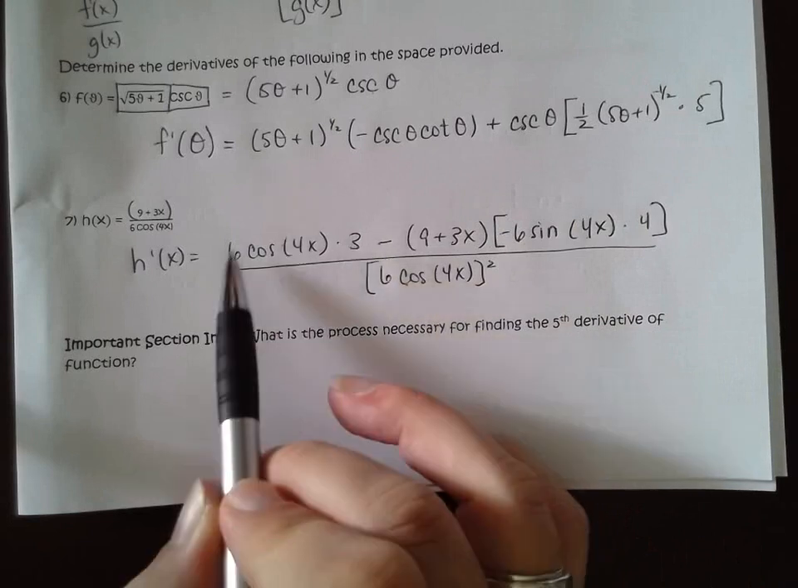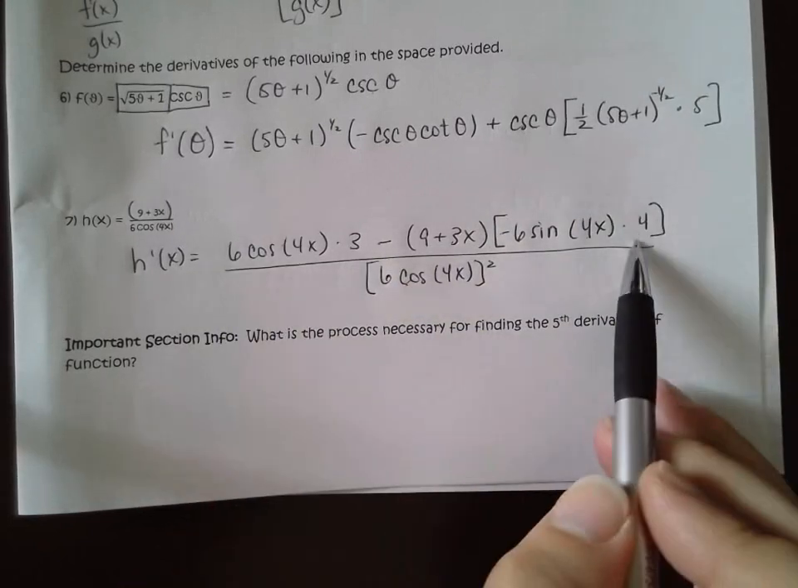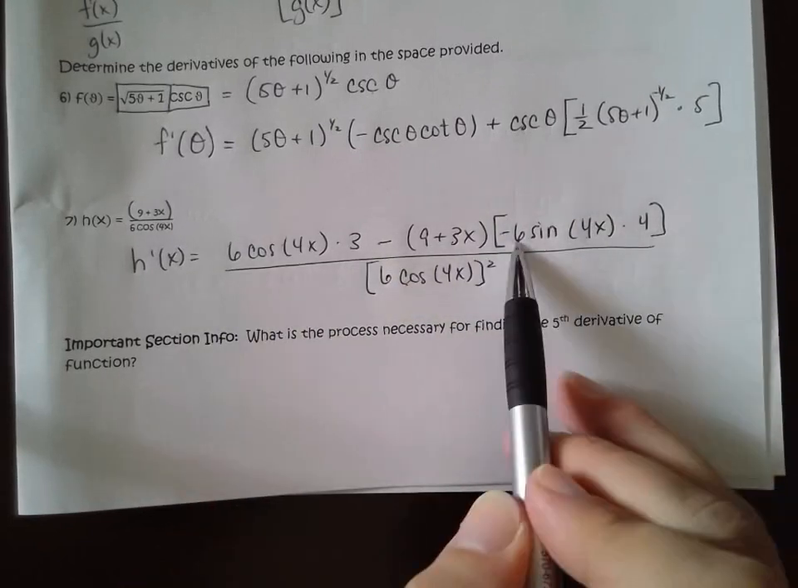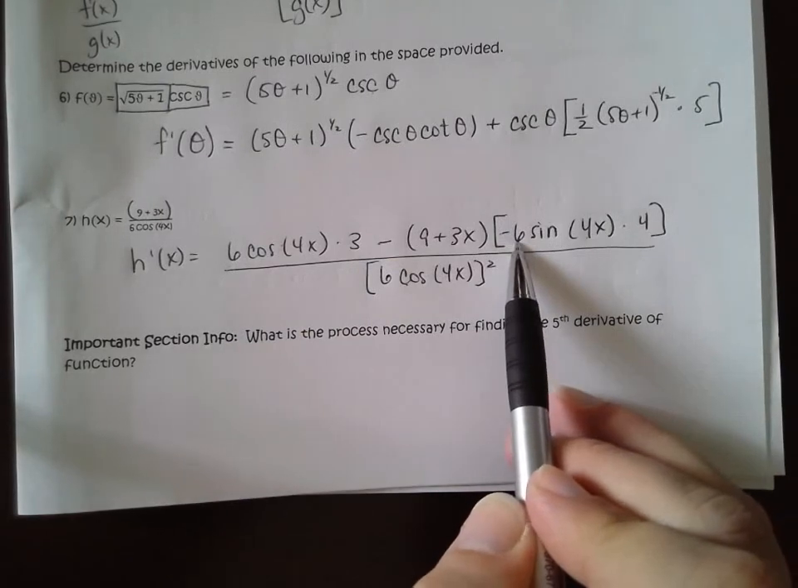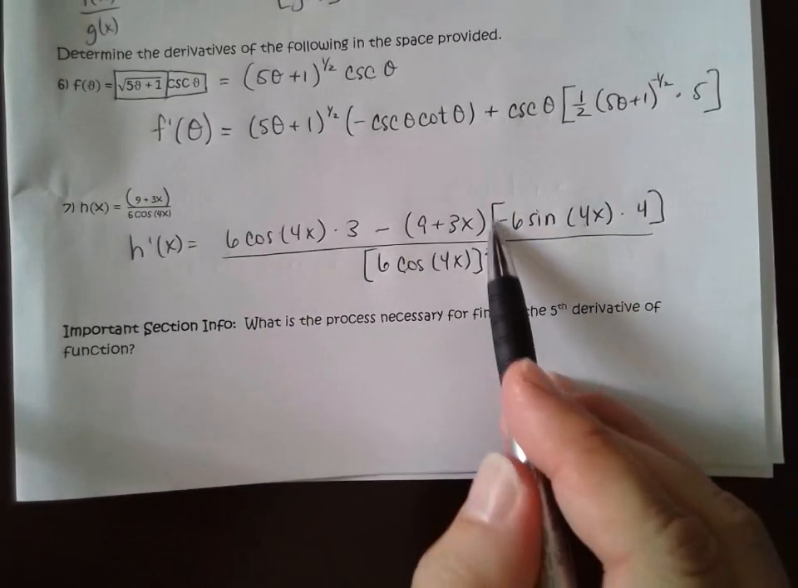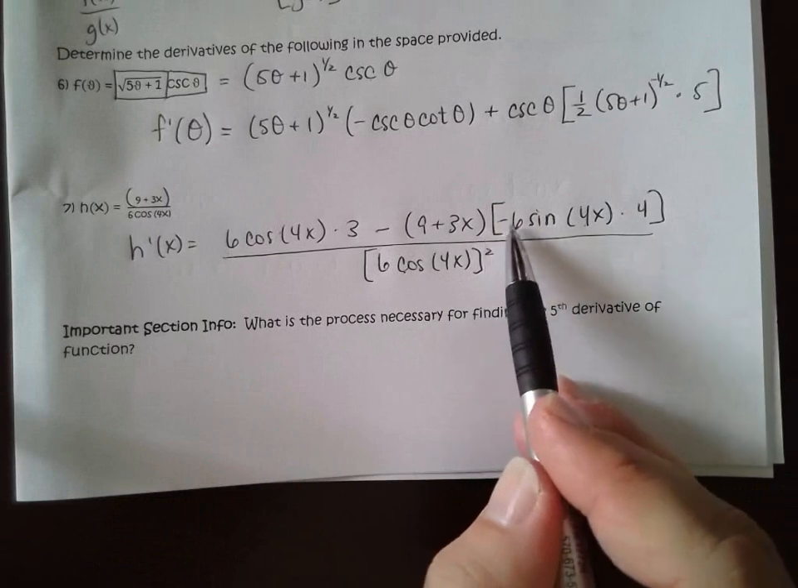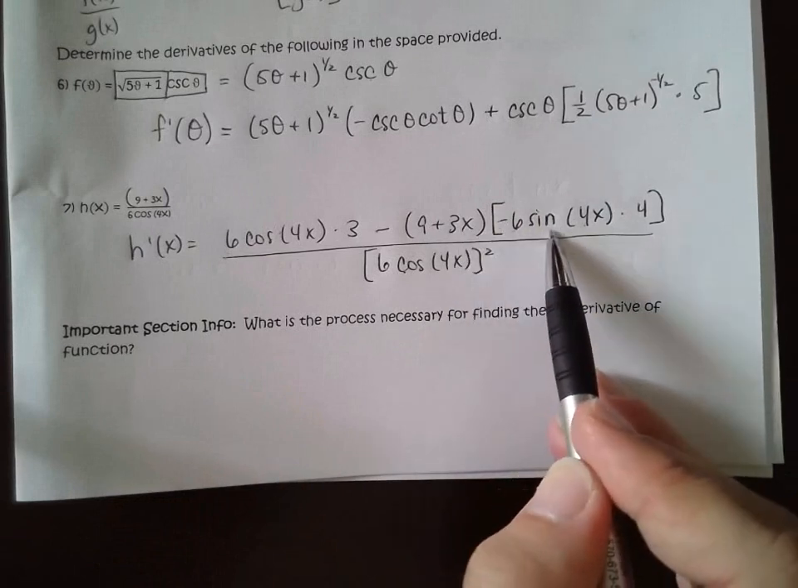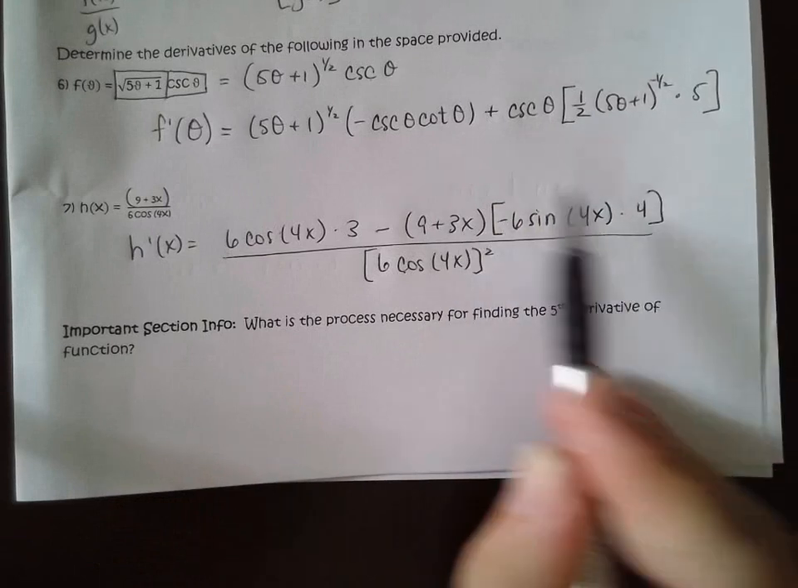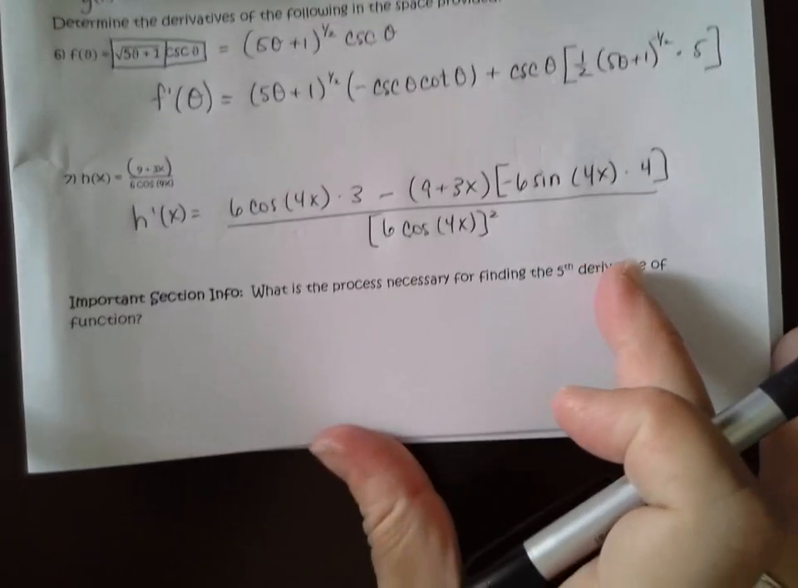You could bring the 3 with the 6 and make an 18. You could distribute here if you wanted, or put the 4 with the negative 6. That's fine as well. Make sure that there's either a bracket or a parenthesis. Otherwise, this would look like a minus 6 sine 4x times 4, and that would not be correct.